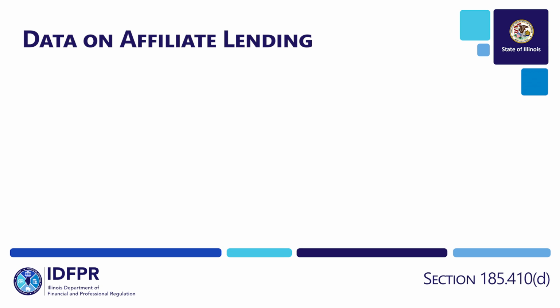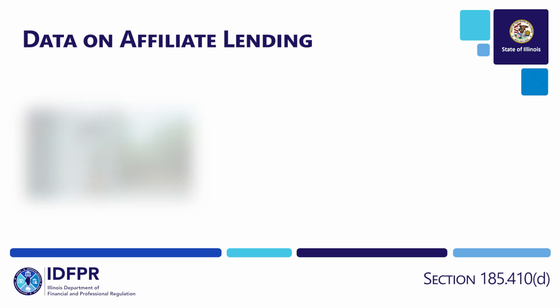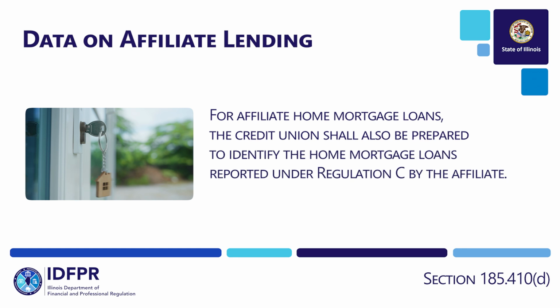For purposes of the lending or community development tests or an approved strategic plan, a credit union may choose to have the secretary consider loans by an affiliate. In this case, the affiliate loan data would be reported as if they were originated or purchased by the credit union. If a credit union would like to include home mortgage loans by affiliates, then those loans must be reported as required by Regulation C.